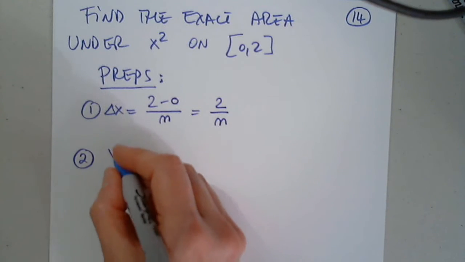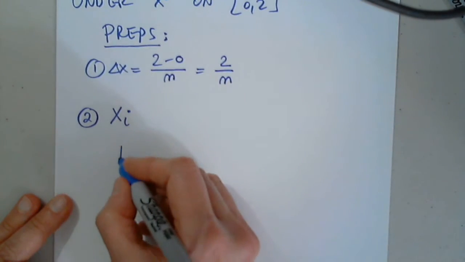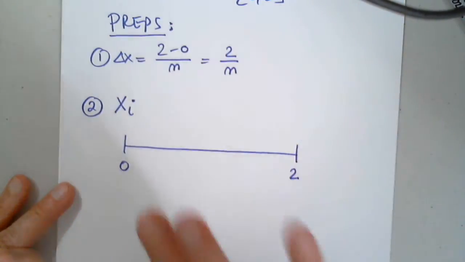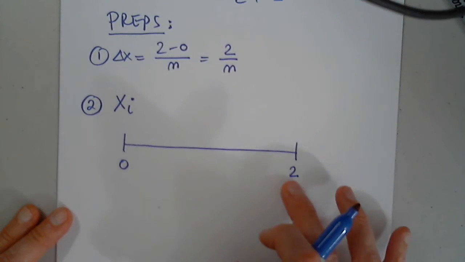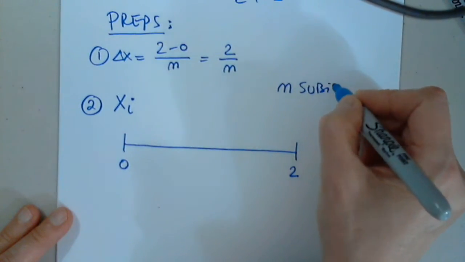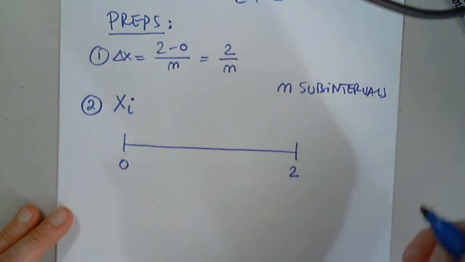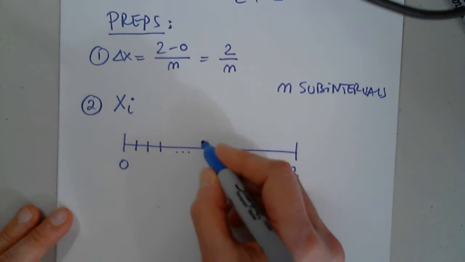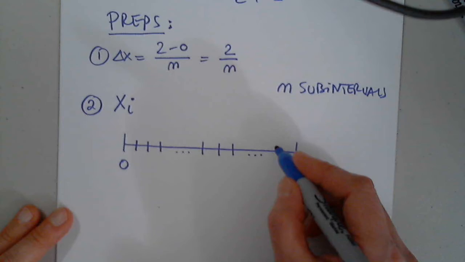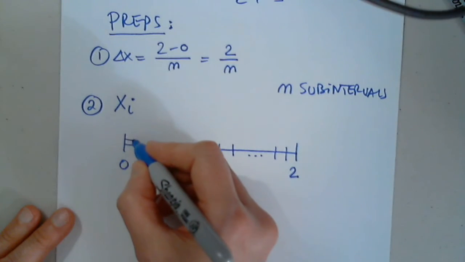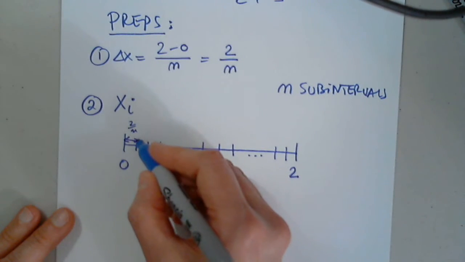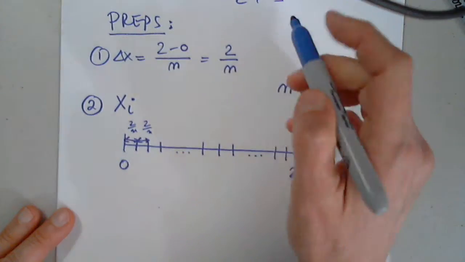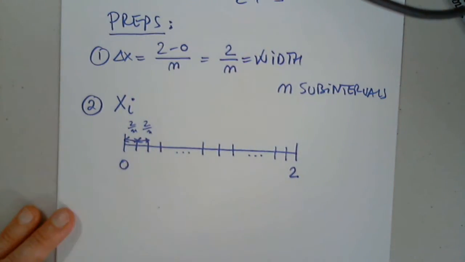Step 2, I have to find xi. Okay, let's explain what this means. This is the interval between 0 and 2. I'm not going to graph the function here. We already have seen it 4 times. I want to divide this interval into n subintervals. N subintervals. 1, 2, 3, dot, dot, dot. 1, 2. So this is 2 over n. Each subinterval has a width. So this is the width, the base of each rectangle.